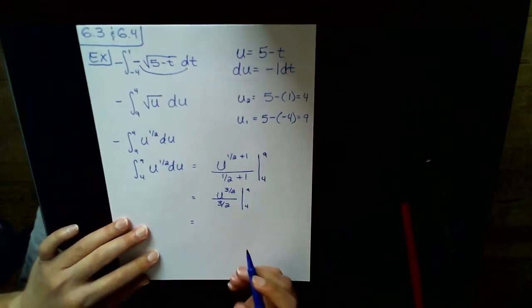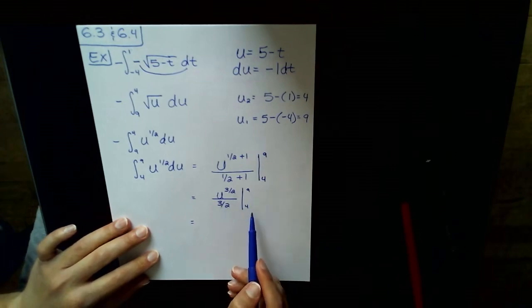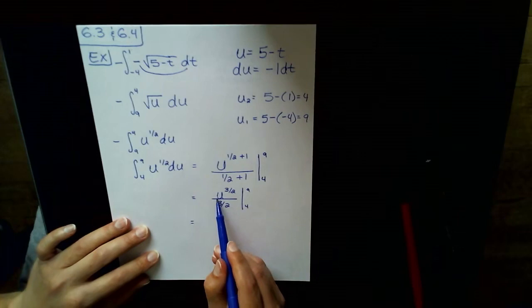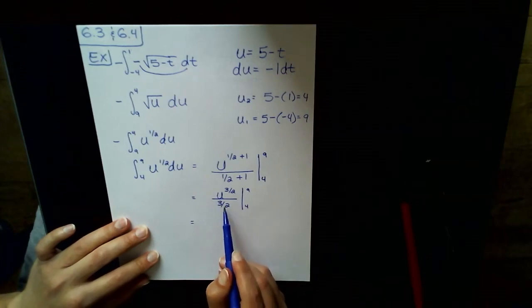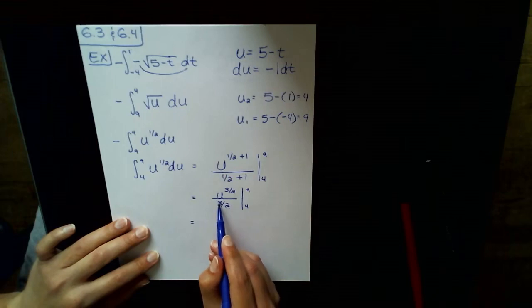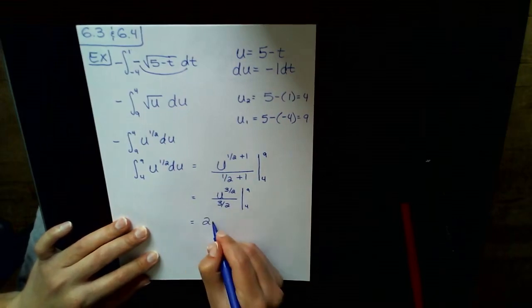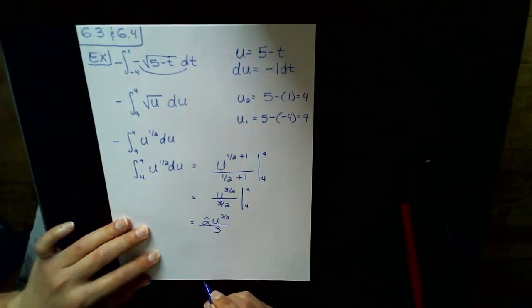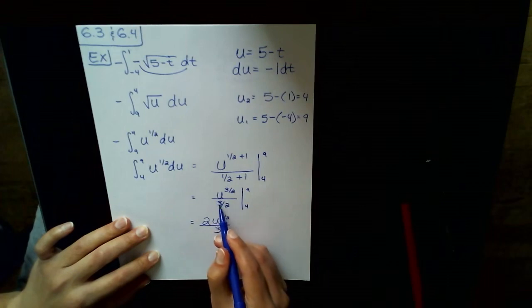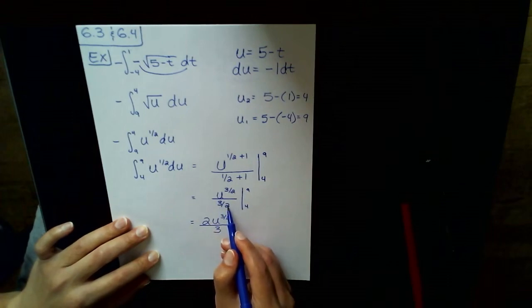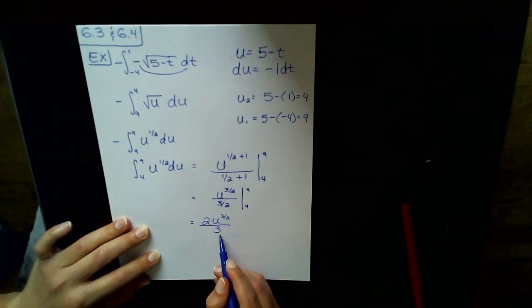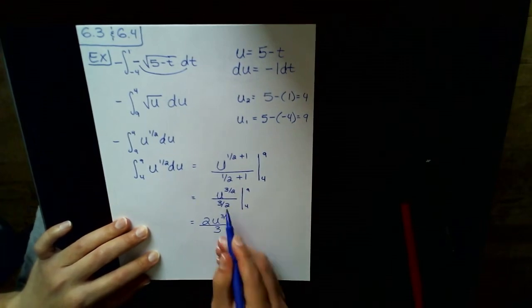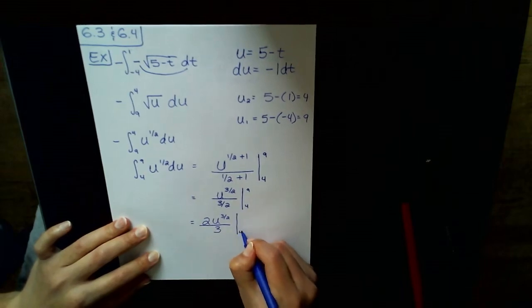Just a little bit of work left from here. We're just going to simplify, plug in our limits, and then solve. Whenever you're dividing by a fraction, it's the same thing as multiplying by the reciprocal. So if you're dividing by 3 over 2, it's the same thing as multiplying by 2 over 3. So we get 2 u to the 3/2 over 3. Again, I'll say that one more time. If you're dividing by 3 over 2, you can change it to multiplying by 2 over 3. And that works for any fraction when you're dividing. That's from 4 to 9.